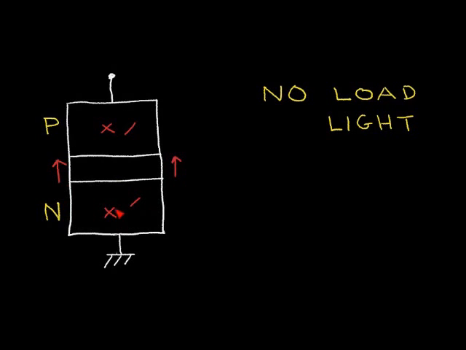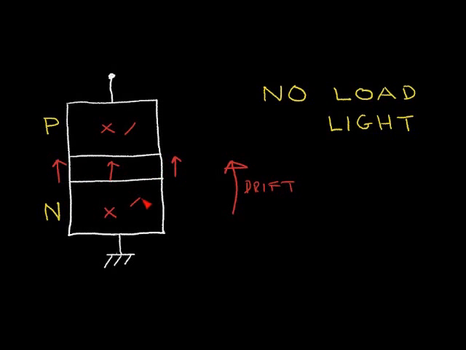Now let's say that this hole that was generated by the light wanders over into this depletion region. It feels this electric field and is propelled in this direction. So it causes a current in this direction. That's a diffusion current, or excuse me, a drift current. The drift current is caused by the electric field.